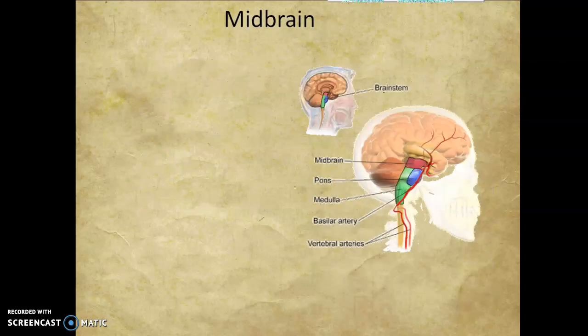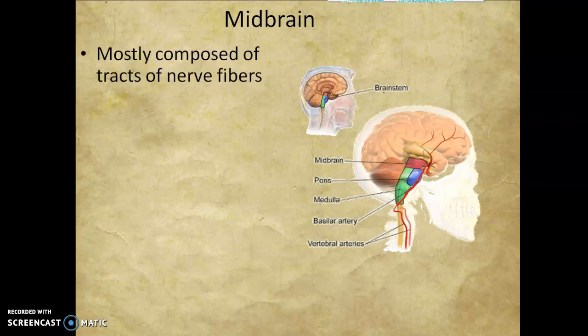The first part here is our midbrain. The midbrain is composed mostly of nerve fibers, almost like cables in a way, which makes sense because that's the part that all those cables, all those neurons have to go through to get into the thalamus, which will then go into different parts of the brain.